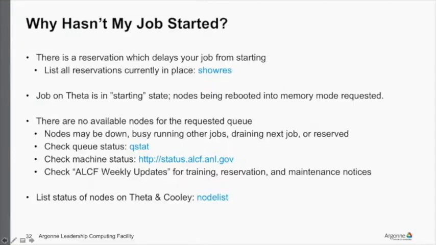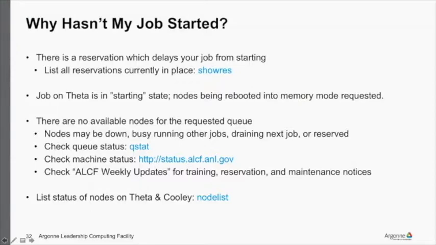Also, every Friday we send a weekly updates email. We advertise all of the upcoming reservations, for example this workshop or preventative maintenance. So that is a good source of information if you want to plan a week or two out. And if you want to, you can get a list of the status of all the nodes on both Theta and Cooley using the nodelist command.